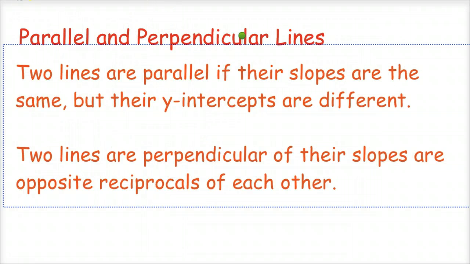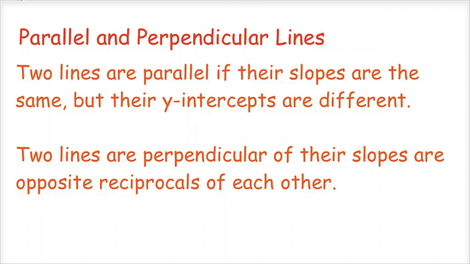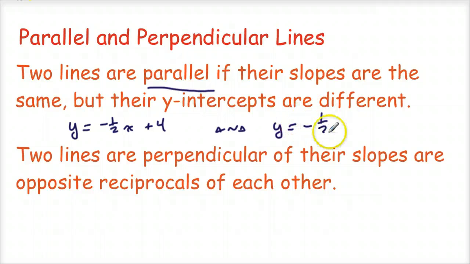When we talk about parallel and perpendicular lines, those are two different relationships we think of when we're graphing lines. Two lines are parallel, which means they never touch, and you can think of the two L's in the word parallel to help you identify the concept. The two lines are parallel if their slopes are the same, but their y-intercepts are different. So if I have something like y equals negative 1/2 x plus 4 and y equals negative 1/2 x minus 3, those are two parallel lines.